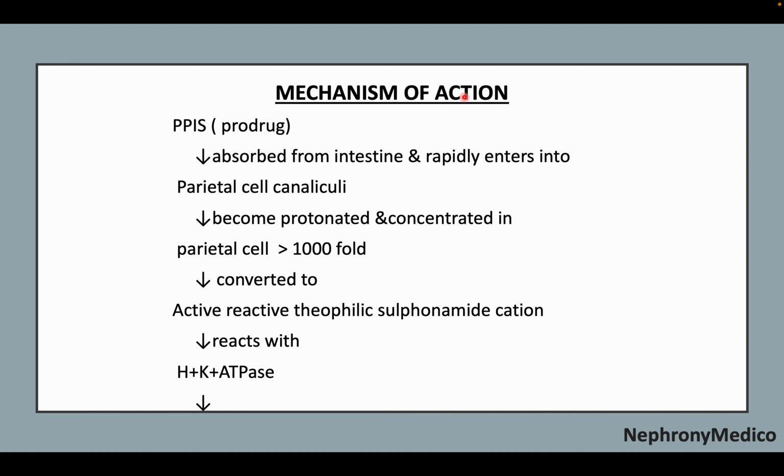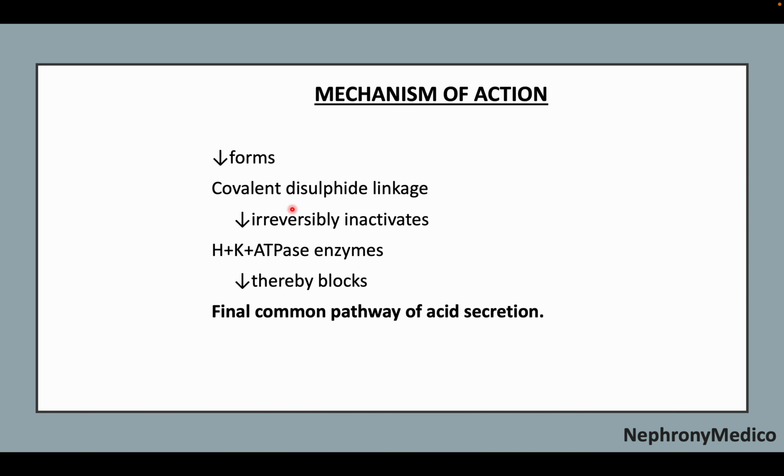Now, mechanism of action. It is a prodrug which is absorbed from the intestine and rapidly enters the parietal cell canaliculi, becomes protonated and concentrated in the parietal cell more than 1000-fold, and is converted to the active reactive thiophilic sulfenamide cation. It reacts with hydrogen potassium ATPase and forms a covalent disulfide linkage, and there is irreversible inactivation of the hydrogen potassium ATPase enzyme, thereby blocking the final common pathway of acid secretion.